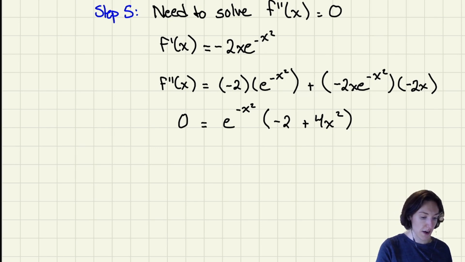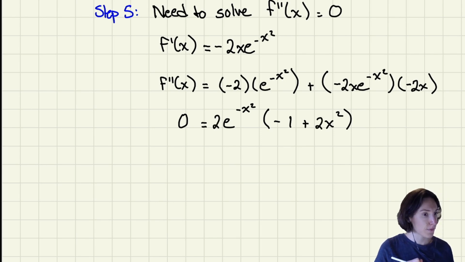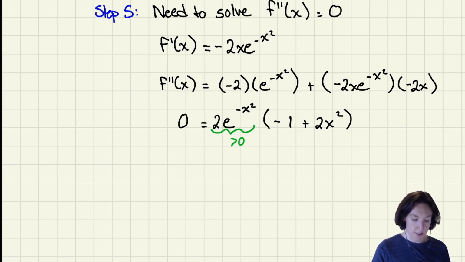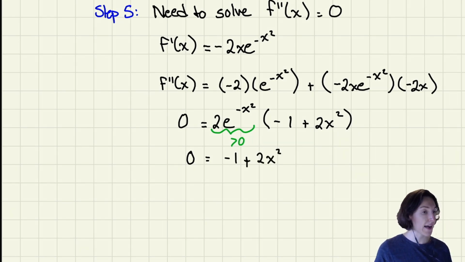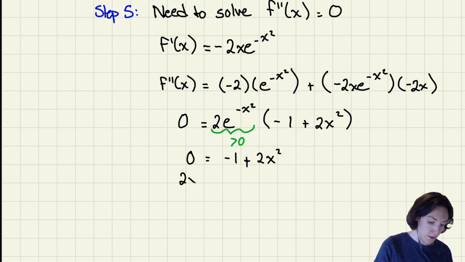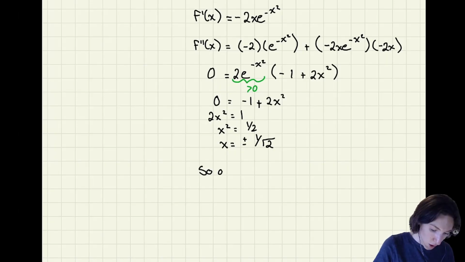And I could actually factor out a 2. Let's do that as well. So I have 1, 2, and then I have a 2 here. This part here, remember, this is always going to be greater than 0, so that doesn't matter. So I have 0 is equal to negative 1 plus 2x squared. Remember, we're trying to solve for x. Let's bring the 1 over to the other side. Okay, so then I'm going to get x squared is equal to a half. So we're going to have 1 over root 2, but the plus minus.